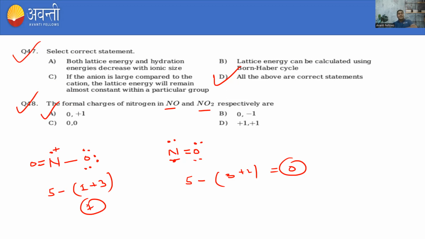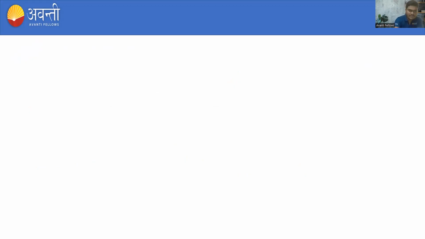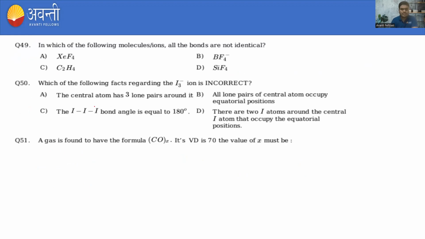48 का कौन सा option correct है? A. That is, option A is absolutely correct. Now move to the next question. That is question number 49. ठीक है? Question number 49. In which of the following molecules or ions all the bonds are not identical?